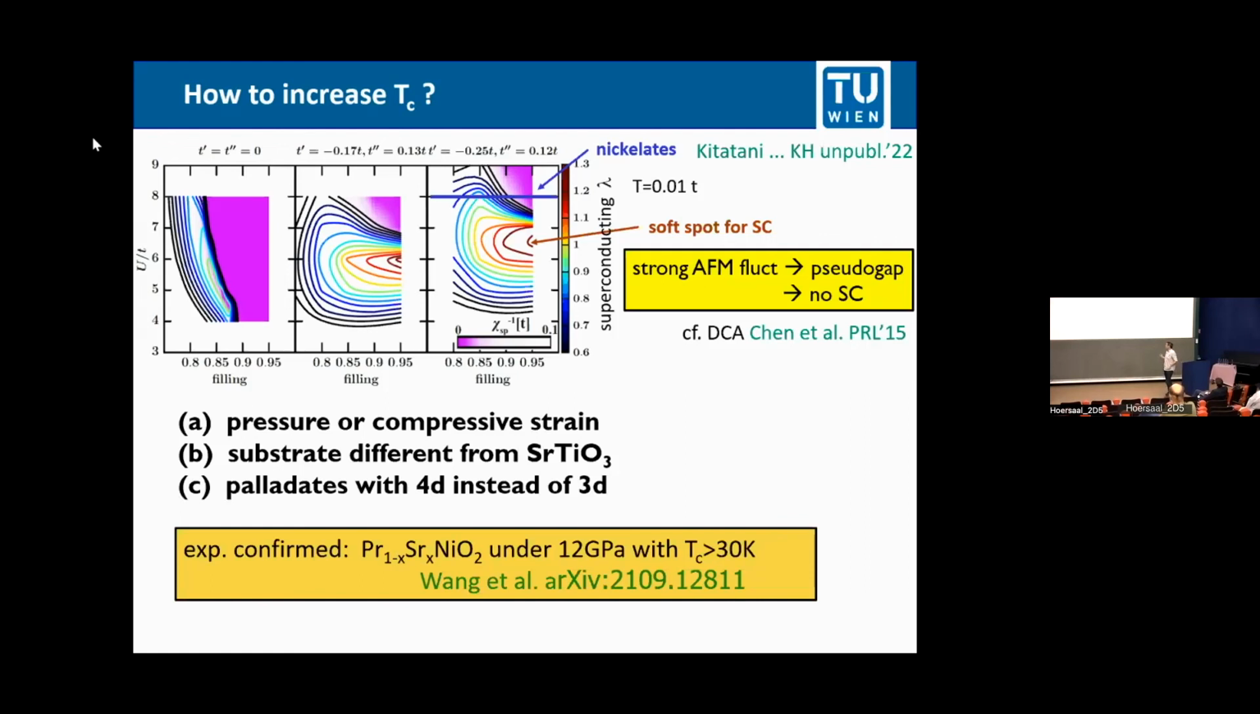Okay, so what are the ways to increase TC then? We need a smaller U. There are some ways to do that: pressure or strain. You can use another substrate, or you can use another material, because 4d systems have a larger t than 3d systems, or smaller U over t, and therefore we think that palladates are maybe a little bit better suited than nickelates for superconductivity. Pressure was experimentally confirmed with this record TC of 30 Kelvin.